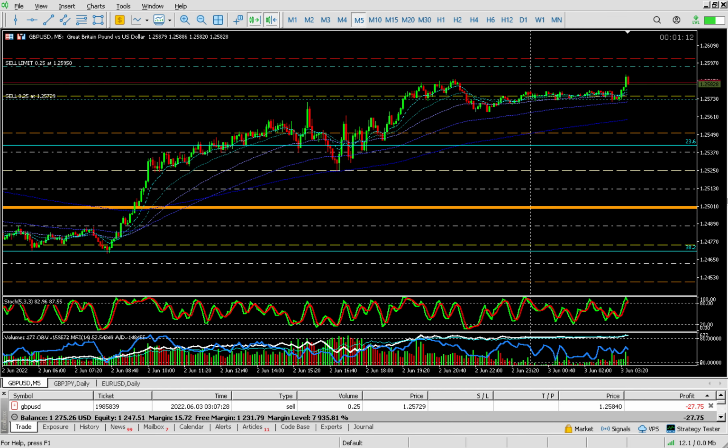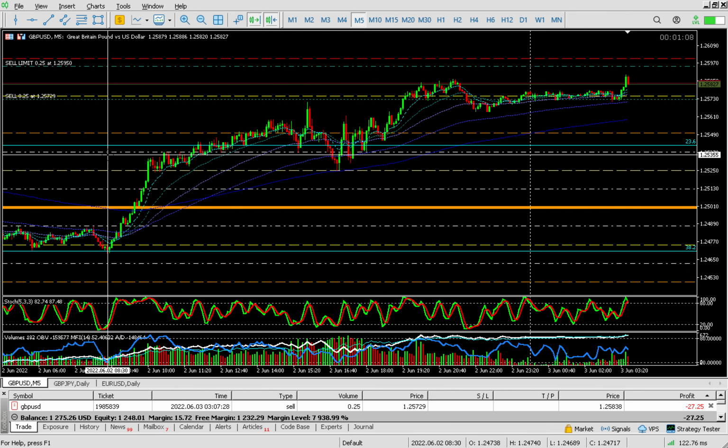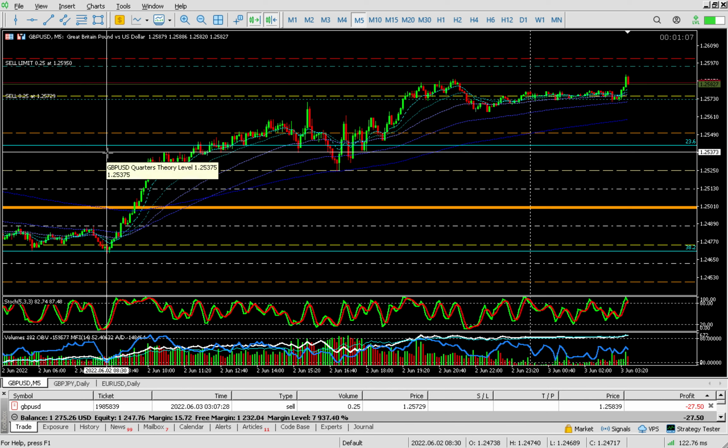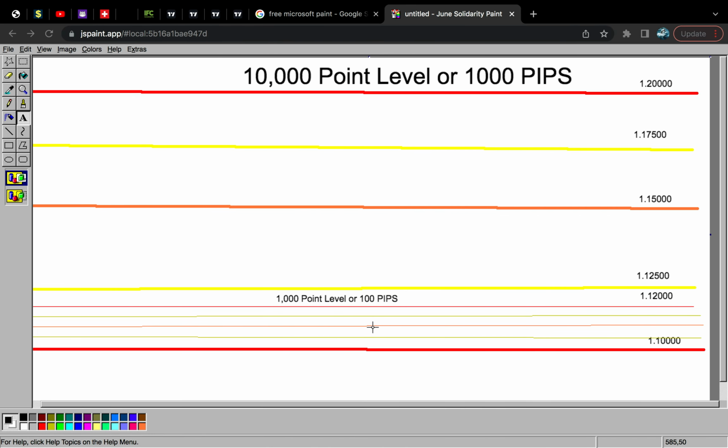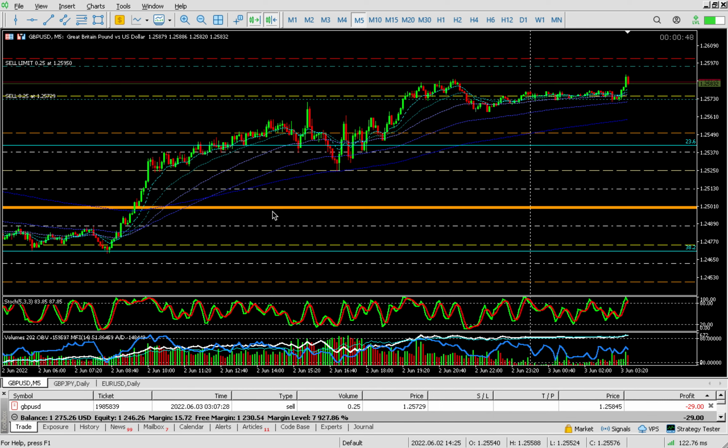But no need to go any smaller than these quarter levels. You see I have these levels here. These are nothing to do with quarter levels. It's almost too much, really, but you see how it reacts. So I'm just dividing these small 1,000 point levels, 100 pips. I'm just dividing the quarter in half.